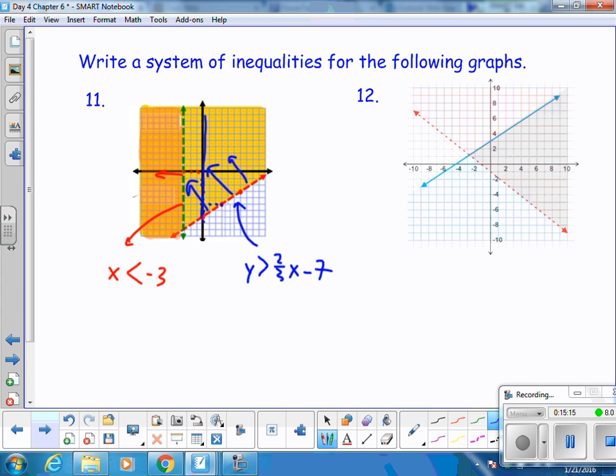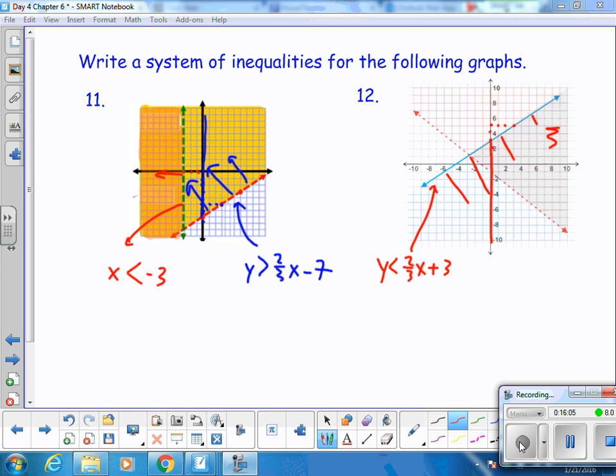All right, for number 12, why don't you press pause and you give it a try. All right, for this one, I am going to talk us through this one, though, because I think this can be a little bit of a tricky point. I've got to check the interval, too, because sometimes the interval changes. 1, 2, 3. So looks like this interval is still going by 1s. If I look at how it's sloping, looks like it rises 2, runs 3, so 2 thirds x. And the shading, it looks like right over here is where it's doubly shaded and a little hard to see. So that tells me that the shading for this must go this way, where y is down, so y is less than. It is a solid line, so it's going to be y is less than or equal to.